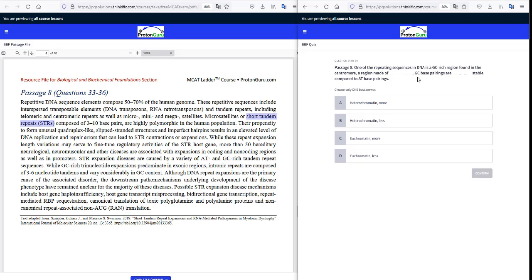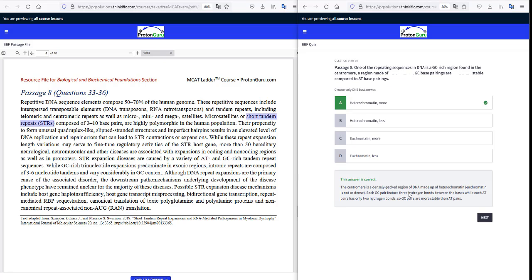And then GC pairings have more hydrogen bonds, so they're more stable compared to AT pairings, more stable with respect to coming apart from each other. So choice A would appear to be the correct way to go here.